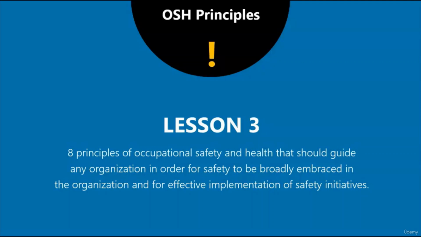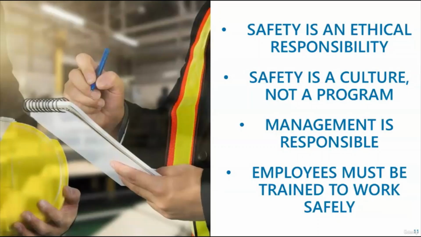That is regulatory compliance, financial concerns, and ethics. And we settled for ethics as being the overarching reason why an organization should embark on a safety initiative or a safety program. Now, we're going to be looking at principles that should guide any organization in order for the safety program to actually do well and to actually succeed. There are 8 of them, and they are principles.